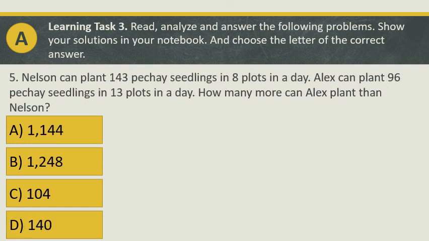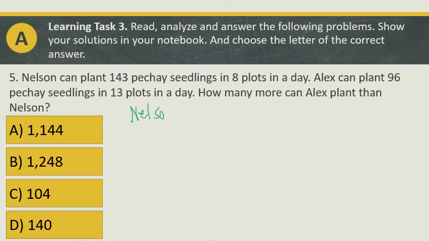And last, number 5. Nelson can plant 143 pechay seedlings in 8 plots in a day. Alex can plant 96 pechay seedlings in 13 plots in a day. How many more can Alex plant than Nelson? So, paano po ito? So, ang gagawin natin dito, hanapin natin kung ilang pechay seedlings ang natatanim nila sa kabuuan, sa kada isang araw. So, para makuha po iyon, i-multiply natin yung pechay seedlings dun sa ilang plots yung natataniman nila sa isang araw. So, dito muna tayo kay Nelson.